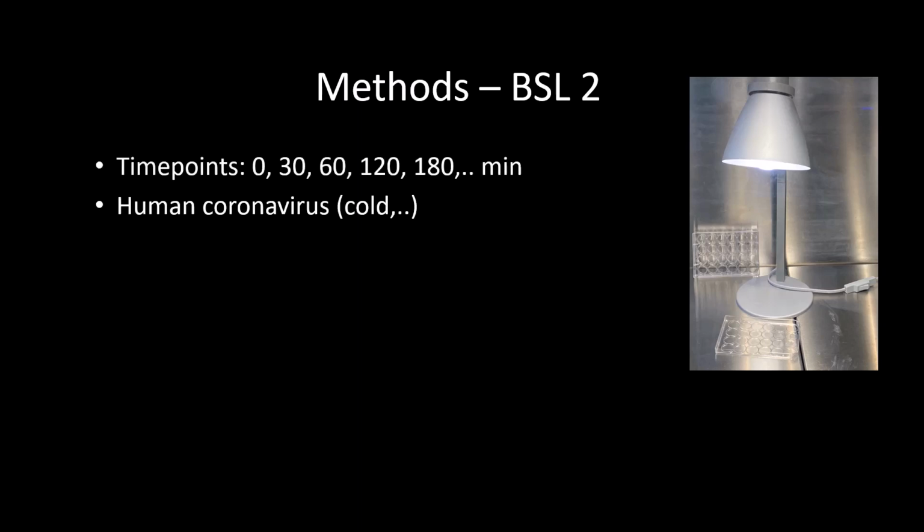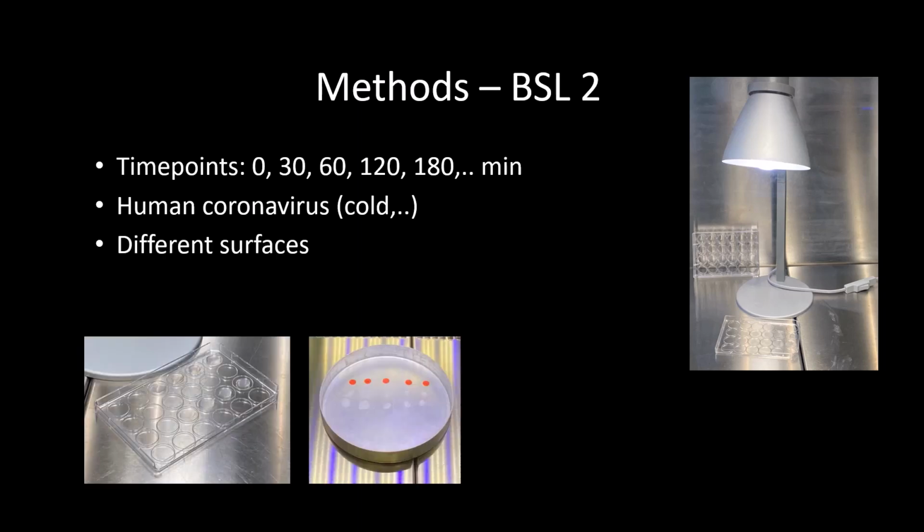For biosafety level 2, the one I worked on, you could use the same time points and human coronaviruses like cold, etc. Also try different surfaces, like I did with plastic and aluminium. For both levels, it's important to do at least 3 experiments to get representative results.